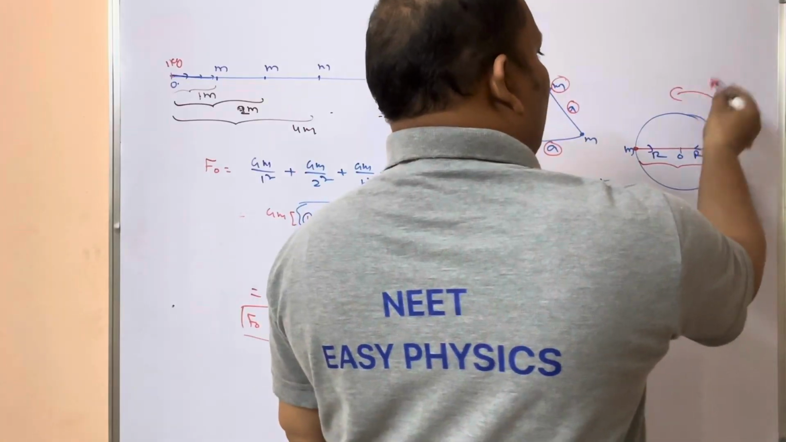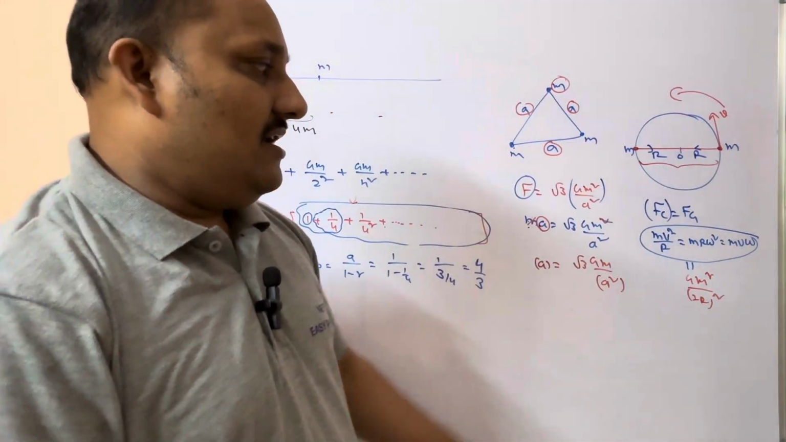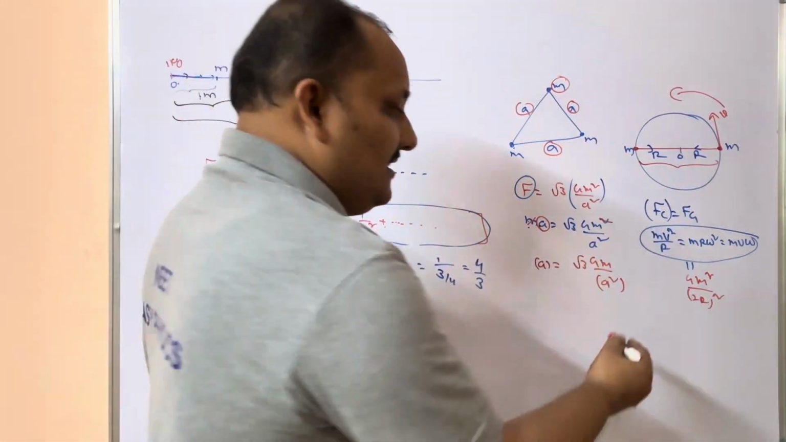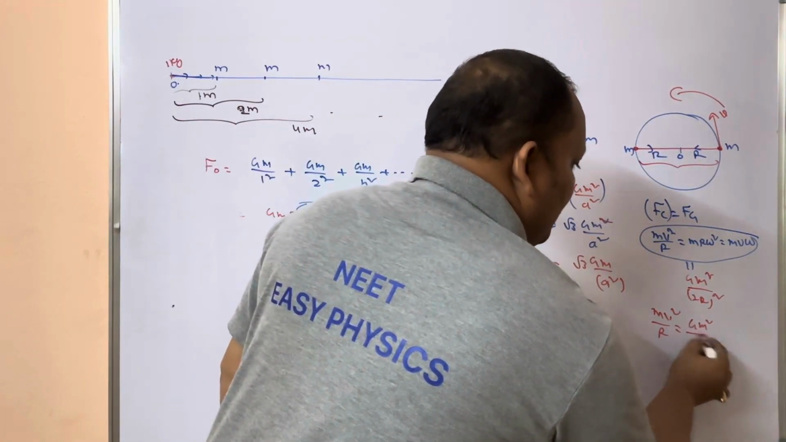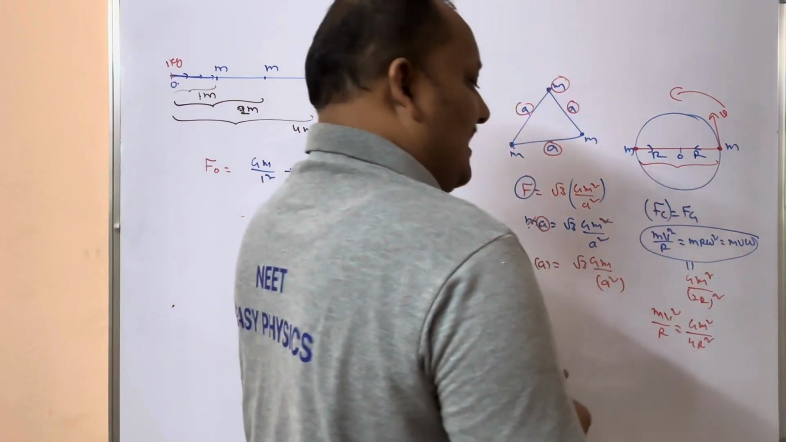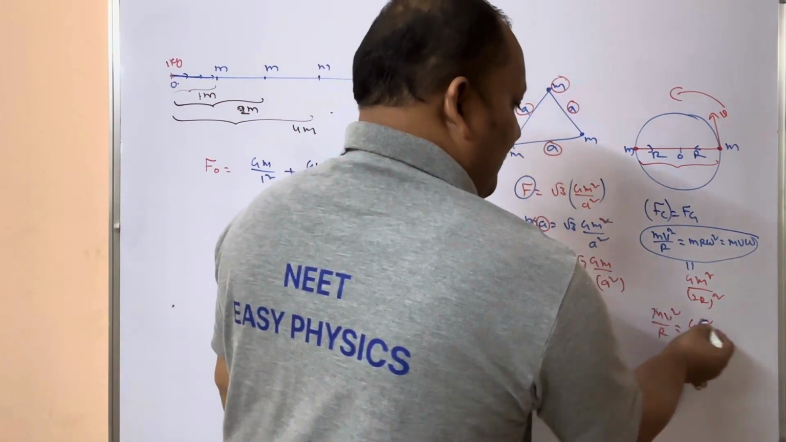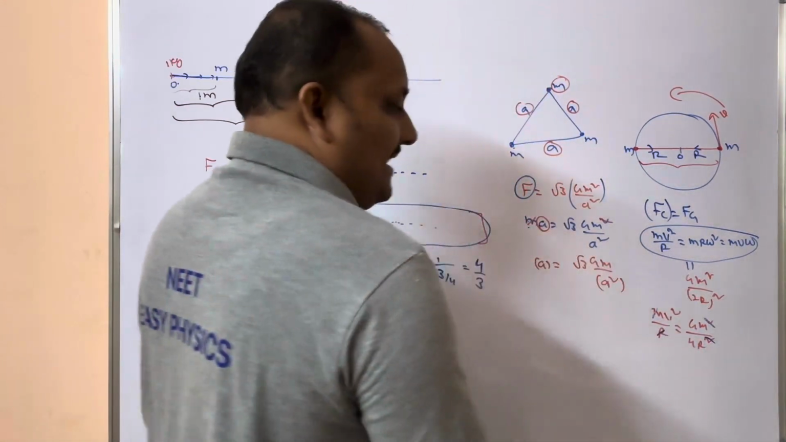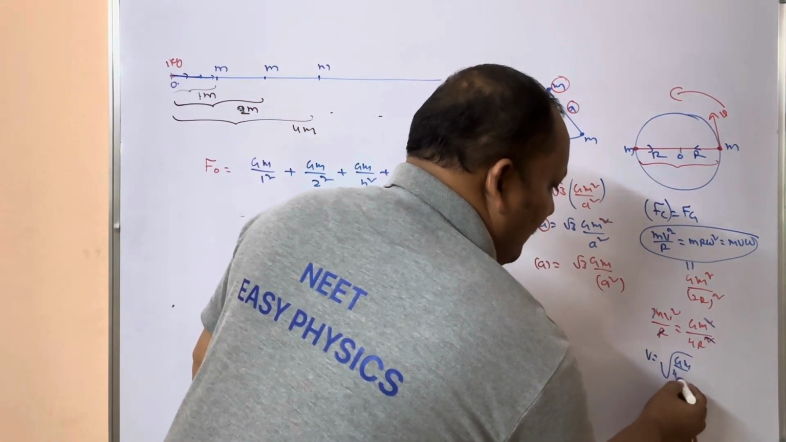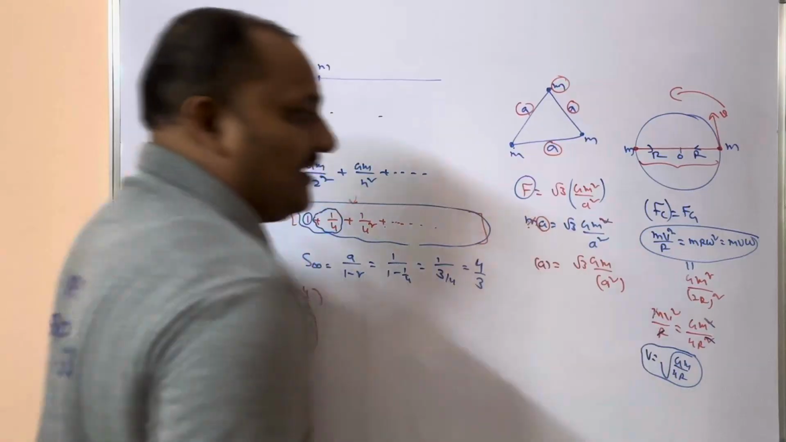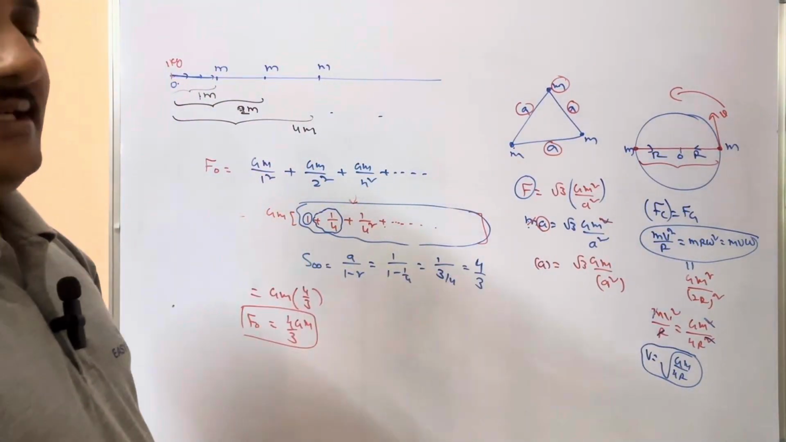They may ask velocity, the velocity of each mass. Tangent we have to draw if it is rotating anti-clockwise. If they are asking velocity, we will use this formula: mv square by capital R is equal to Gm square by 4r square. So 1 m will be cancelled, 1 r will be cancelled. Then v is equal to root Gm by 4r. This is velocity.